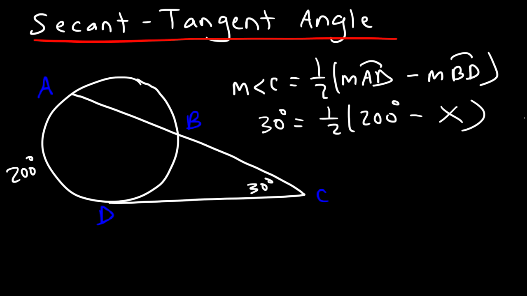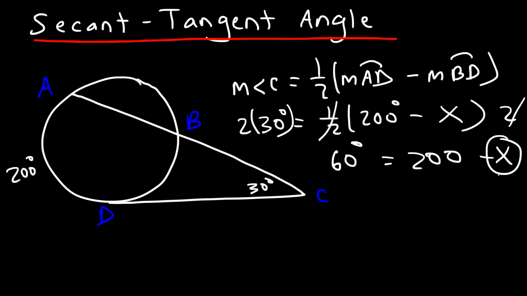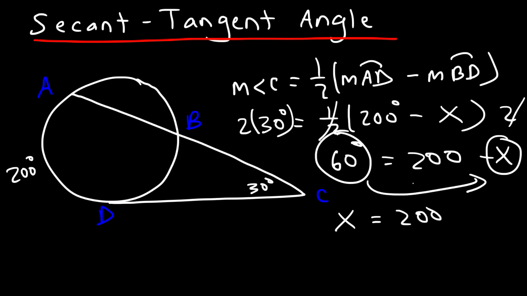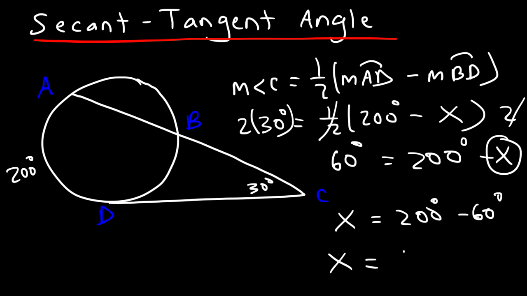So now we have to do some math. What I like to do is multiply both sides by 2, just to get rid of the 1/2. Half times 2 is 1. Now 2 times 30 is 60. So what I'm going to do is take this and move it to that side, so it's going to be positive X. And then I'm going to take the 60 and move it to this side, where it changes from positive 60 to negative 60. So X is going to be 200 minus 60. Therefore, X is 140 degrees. So that's the measure of arc BD.